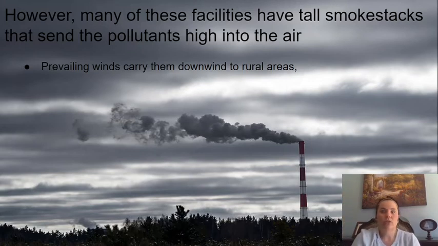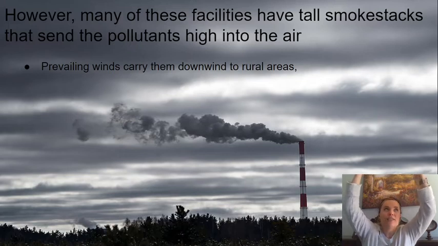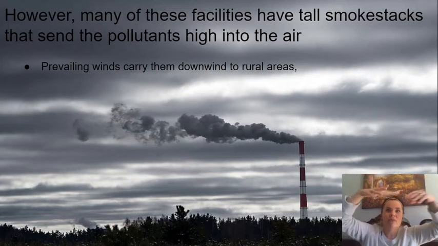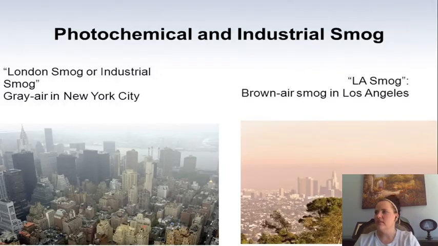So you don't see the smokestack. It's dissipated in the air. You don't see the big brown cloud rolling towards your house. And yet, there it is. That's why they build the smokestack so high. It's for dilution, right? They want to get it up in the air, and then it falls to towns nearby.